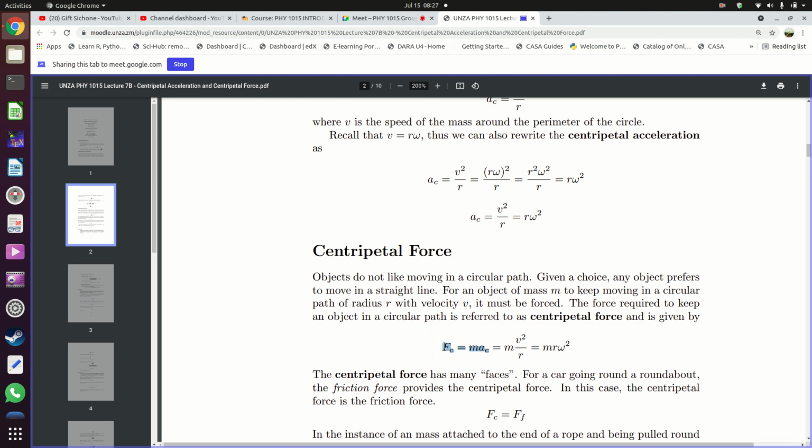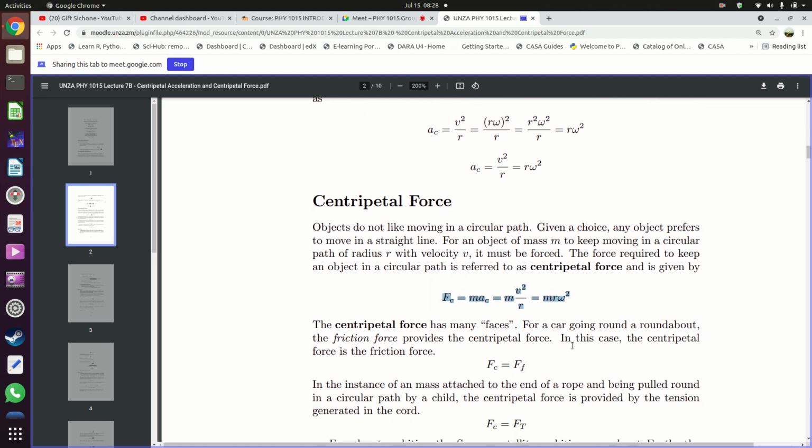But in our case, we have an expression for a, which is the centripetal acceleration, and two different expressions of a. So we can write our centripetal force as being equal to m, the mass, multiplied by the acceleration, which is v squared over r, or we can write it as m multiplied by r omega squared. So this is how you work out your centripetal force. Are we clear?